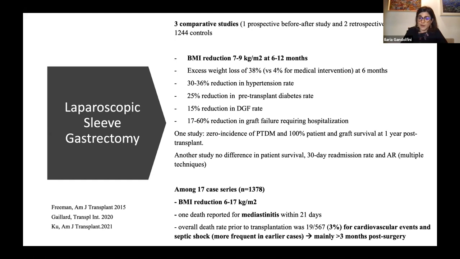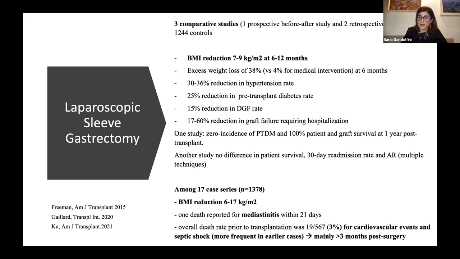However, another study found no difference in patient survival, 30-day readmission rate, and acute rejection. Among the 17 case series, we found again a reduction in BMI, 6 to 17 points. And they report one death from mediastinitis within 21 days after surgery.